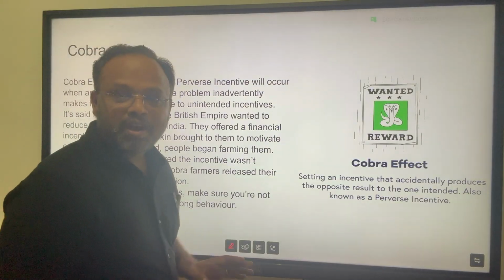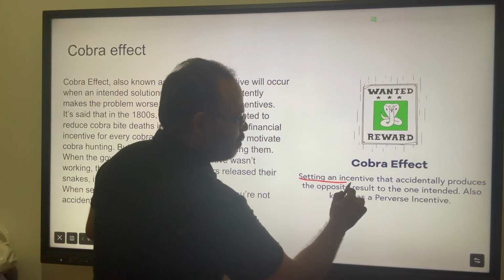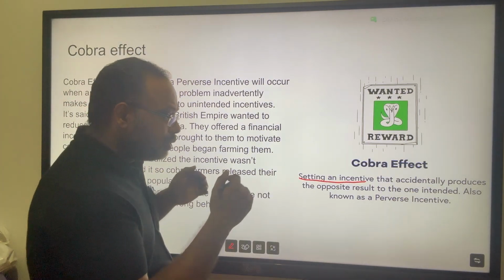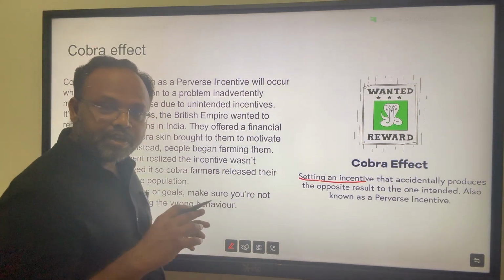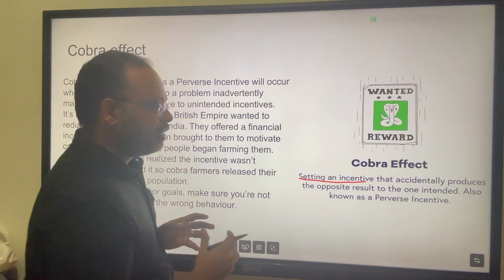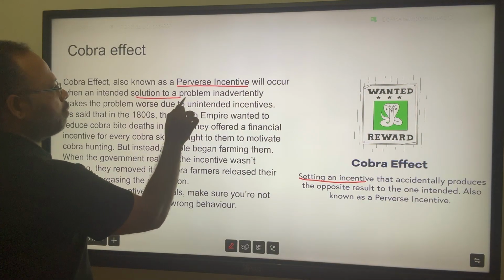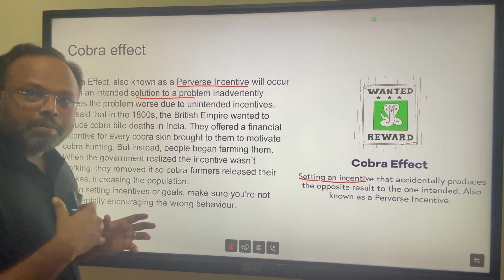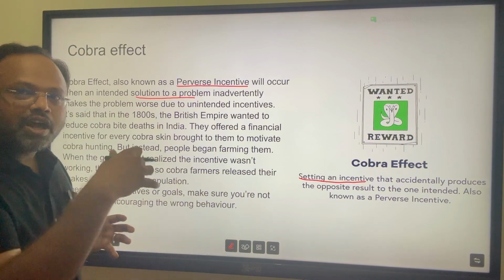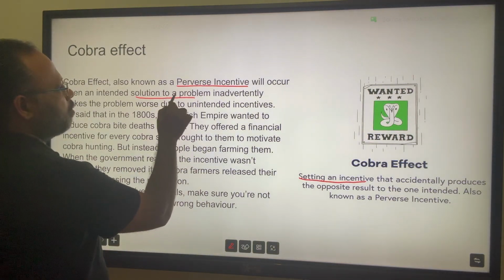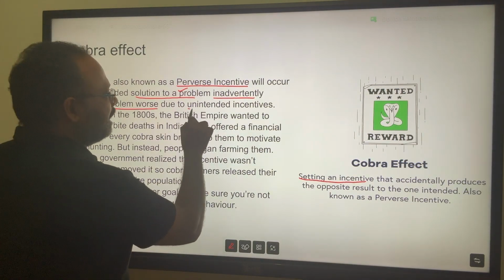Next on the list is the Cobra effect. Historically it is connected to Indians. This effect occurs when we set up an incentive that accidentally produces the opposite result rather than the intended result. That sort of incentive-driven negative effect is called the Cobra effect. It is also called perverse incentive. It occurs when an intended solution to a problem, either an incentive or some other manner, produces the opposite of the desired result. We suggest a solution to a problem, and that solution inadvertently makes the problem worse due to unintended incentives.